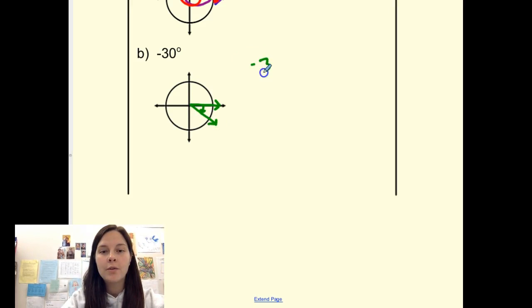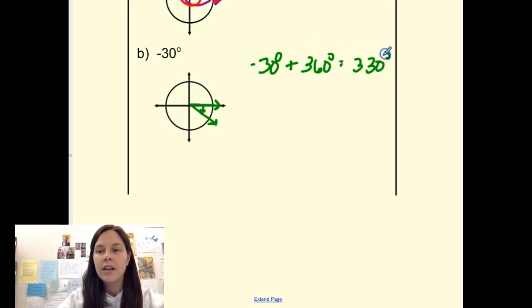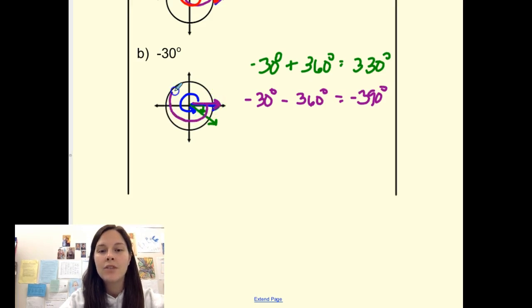For a positive coterminal angle, I'm going to add 360 degrees, which would give me a 330-degree angle. Same initial side, rotating in the positive or counterclockwise direction to land at the same terminal side. To get a negative coterminal angle, we're going to start with the negative 30 degrees and subtract 360, which would give us negative 390 degrees. On our graph, same initial side, continuing in that negative direction all the way around back to the terminal side.